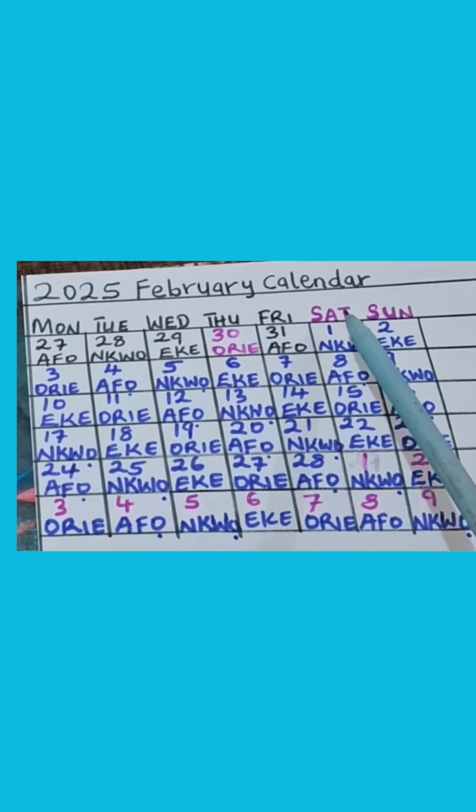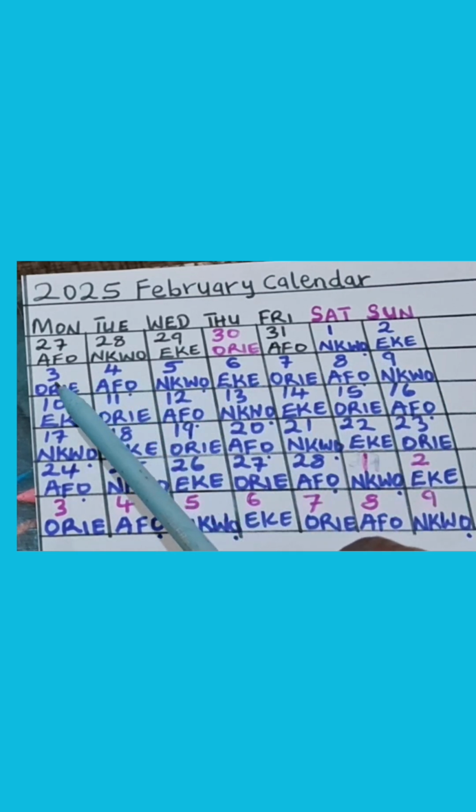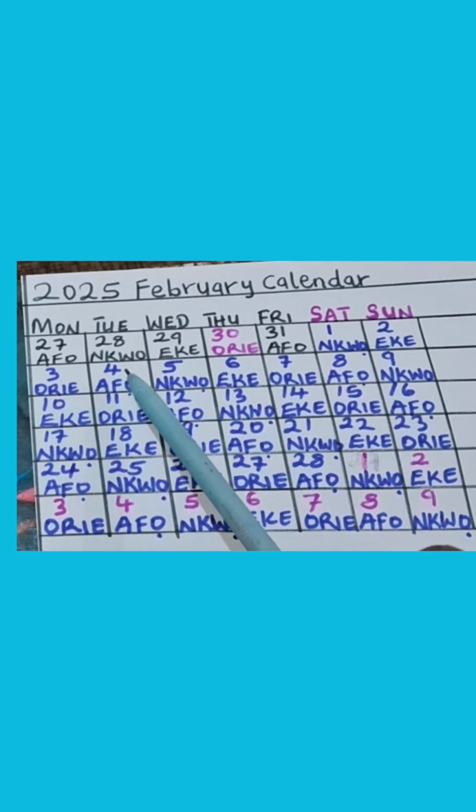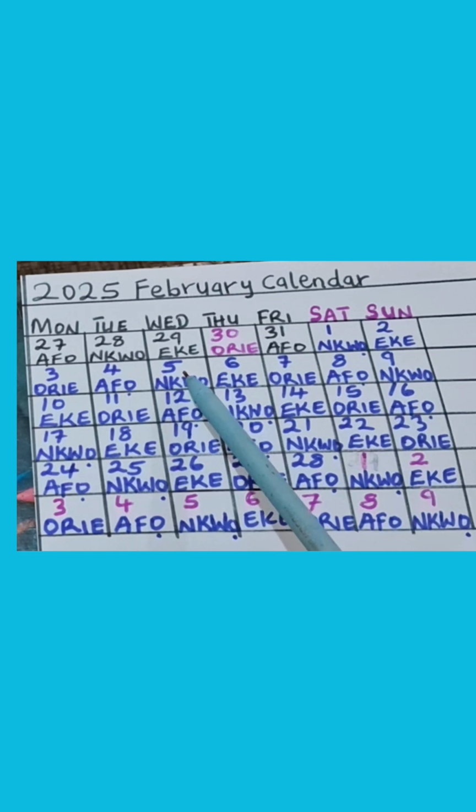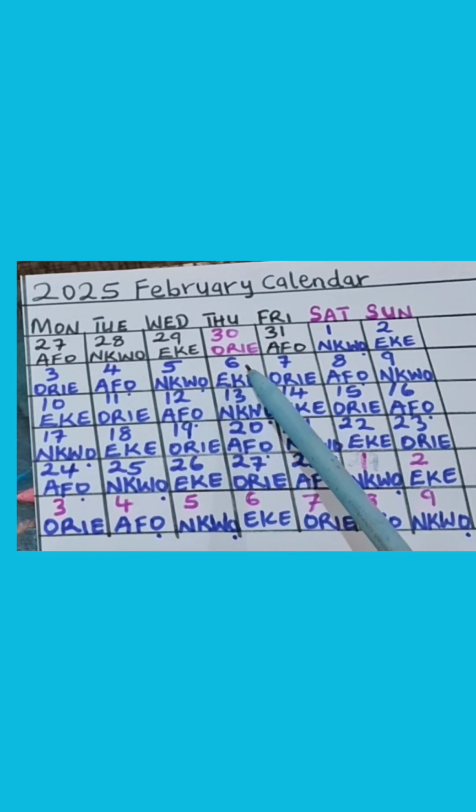February started on the Saturday, 1st, Nkwo Day. Sunday, 2nd, Eke Day. 3rd, Monday, Ore Day. 4th, Tuesday, Afo Day. 5th February, Wednesday, Nkwo Day. 6th February, Thursday, Eke Day.